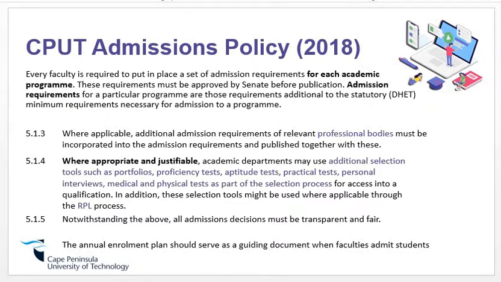Specific selection tools may be developed or used, such as portfolios, proficiency tests, aptitude tests, practical tests, personal interviews, medical and physical tests, and especially these would be used in instances of alternative admissions and selections, like via RPL. Some universities routinely use proficiency tests for all applicants as selection mechanisms for entry into certain programs.